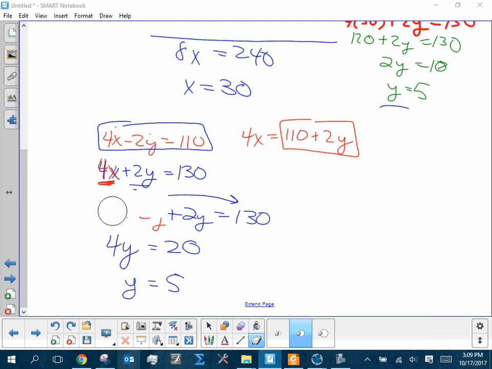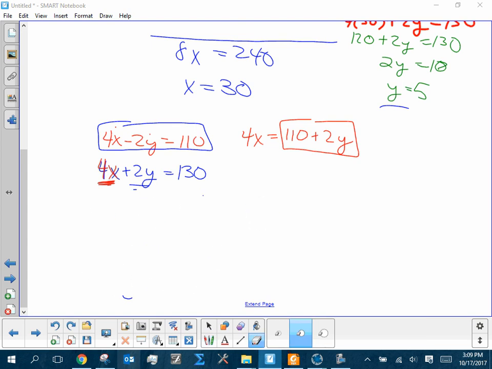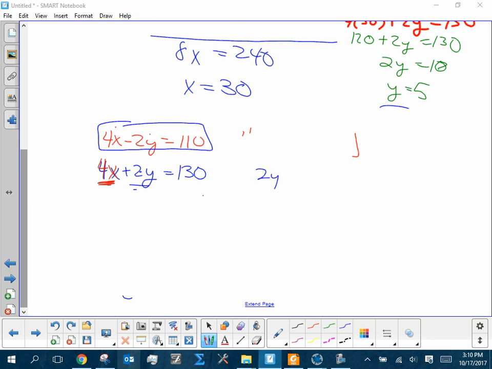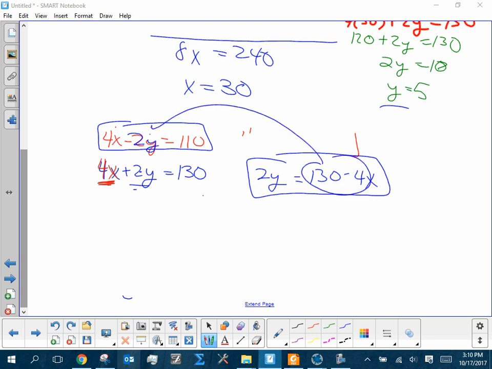If we have those two equations, can I do this? Can I solve 4x minus 2y equals 110, 4x plus 2y equals 130. Let's say that I solve this one for 2y. Okay, so doing the same process, we'll solve this one for 2y. So I get 2y is equal to 130 minus 4x. The reason maybe I would do that is because I see a 2y up here, right? So I'm going to take that 130 minus 4x and we'll plug it in for that 2y.